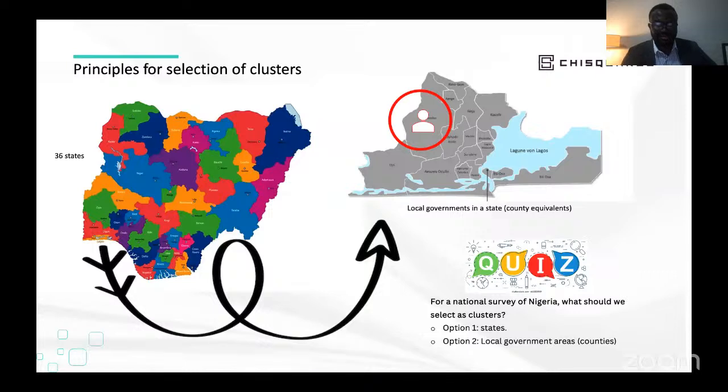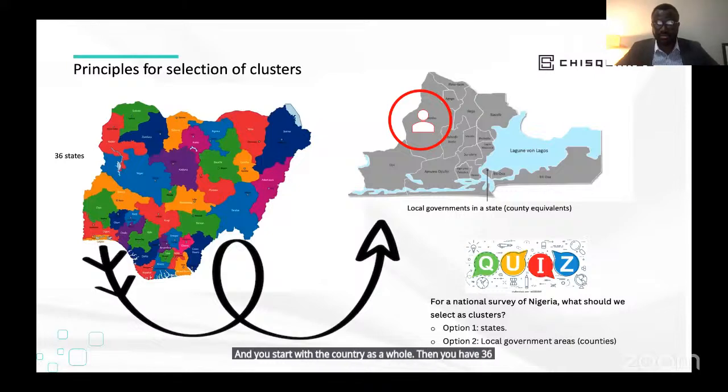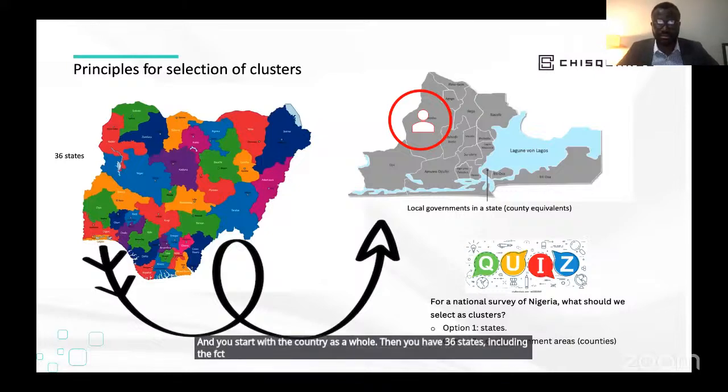It's because when you look at the hierarchy of the delineation of the different territories, when you start with the country as a whole, then you have 36 states, including the FCT. Then you have the local government, which is the grassroots level of governmental delineation and also even delineation of population. Then you can even have things like ward.